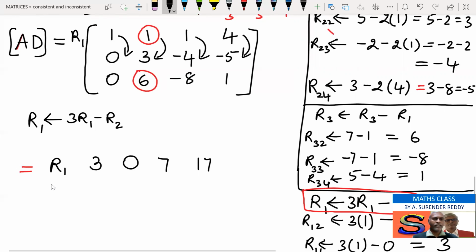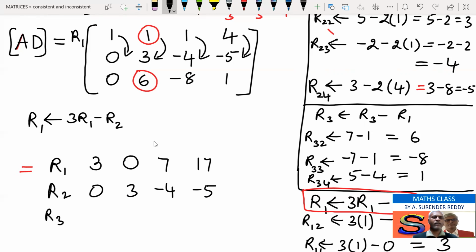We are not changing the second row. So write it as it is: 0, 3, minus 4, minus 5. Now we have to change the third row.